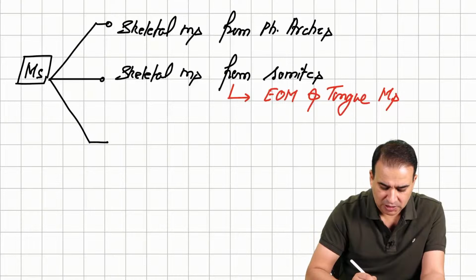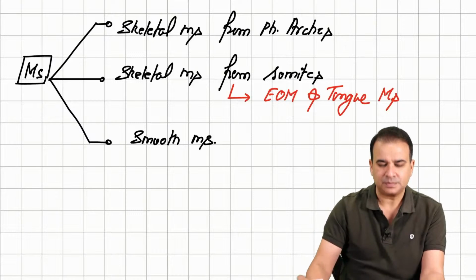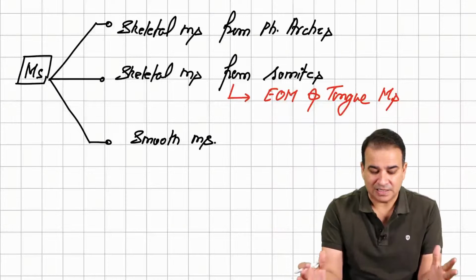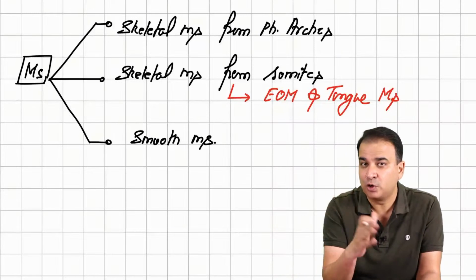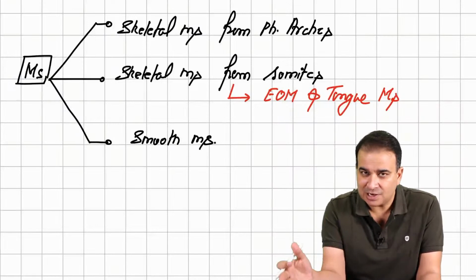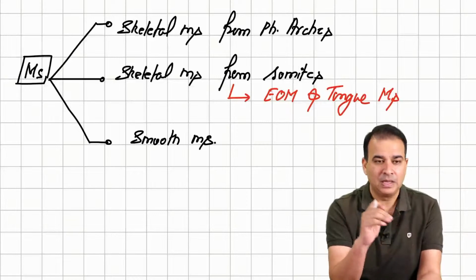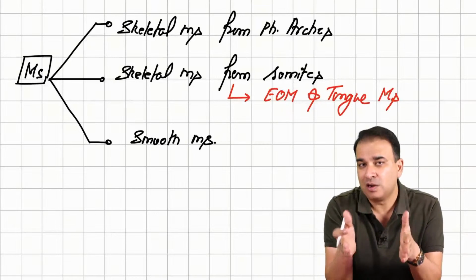And then we have a third group of muscles, which are smooth muscles. Well, that's the demand. We need to go to the supply. The demand is that you have to supply muscles which lie in three different categories: pharyngeal arch muscles, somatic muscles, and smooth muscles. To supply three different types of muscle, I need three types of columns also.